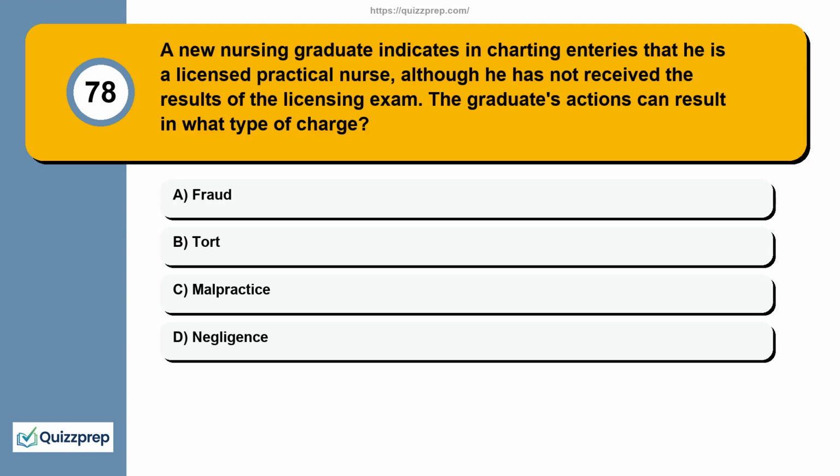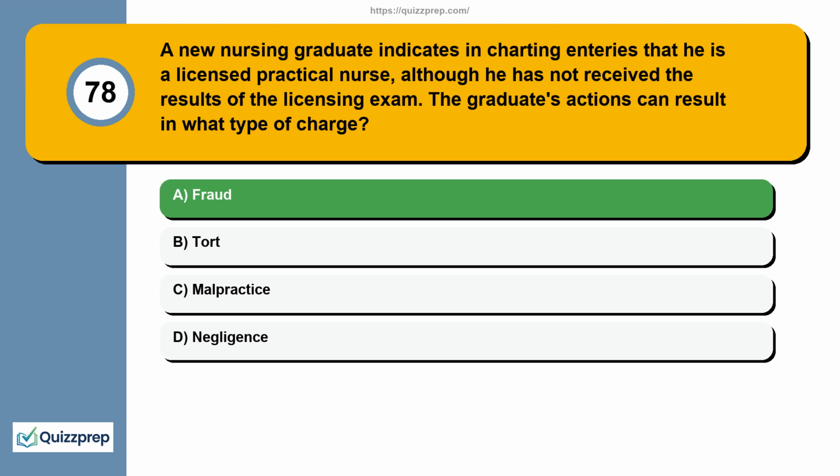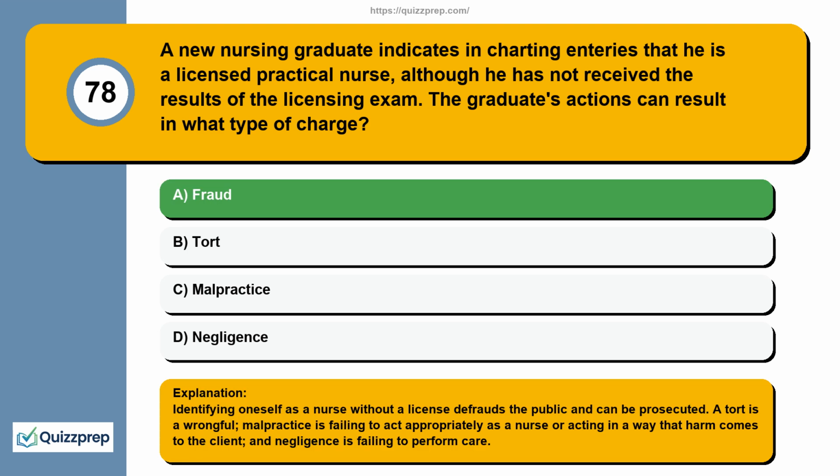Question 78. A new nursing graduate indicates in charting entries that he is a licensed practical nurse, although he has not received the results of the licensing exam. The graduate's actions can result in what type of charge? Fraud, tort, malpractice, negligence. Identifying oneself as a nurse without a license defrauds the public and can be prosecuted. A tort is a wrongful act. Malpractice is failing to act appropriately as a nurse or acting in a way that harm comes to the client, and negligence is failing to perform care.